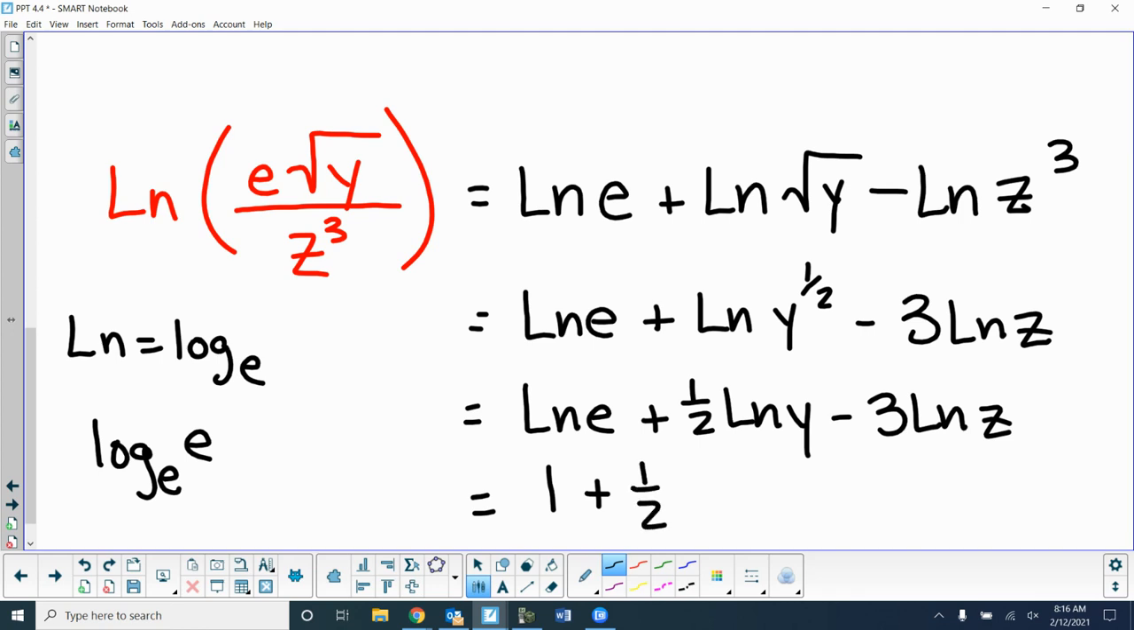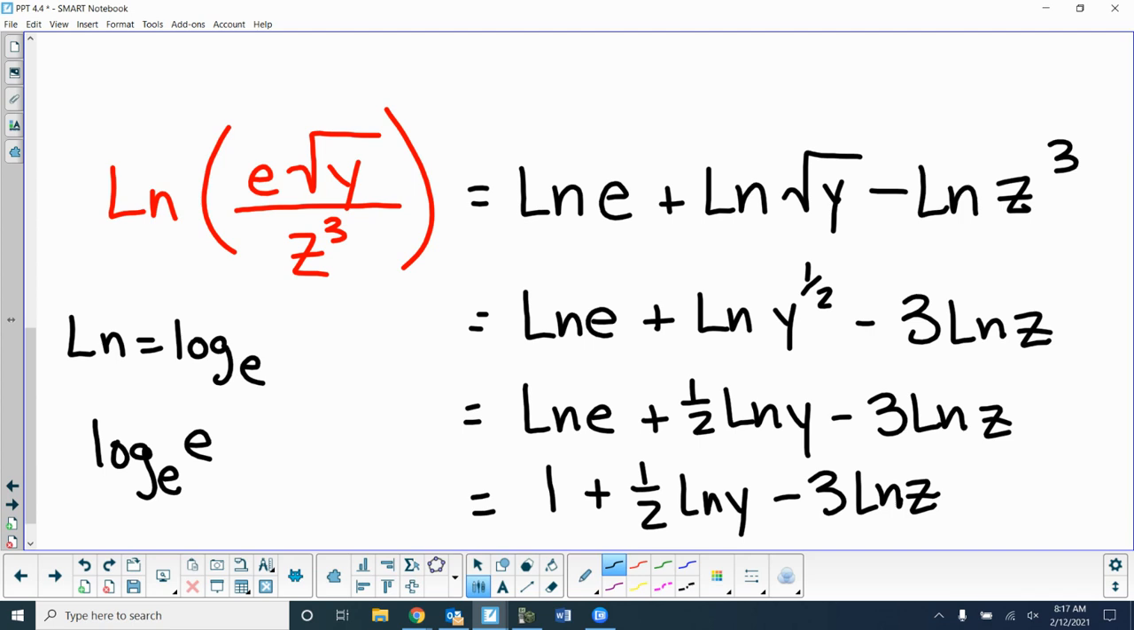So, to get full credit on expanding this one, it would have to look like that. That's what it started out with. We expanded it. So sometimes you'll be able to simplify the log. So that was natural log, which is base e logarithm.